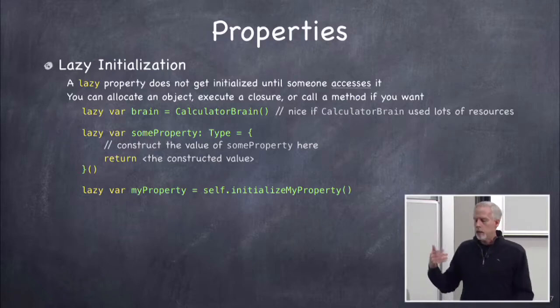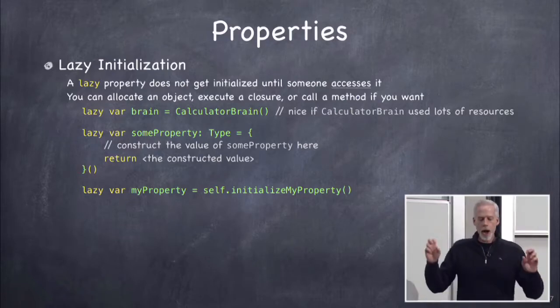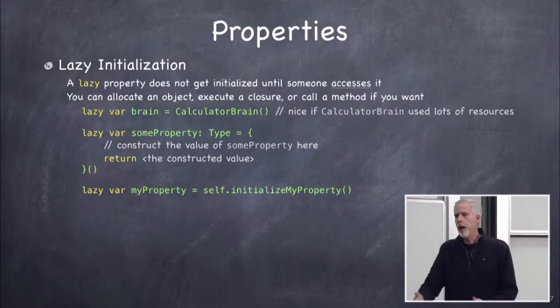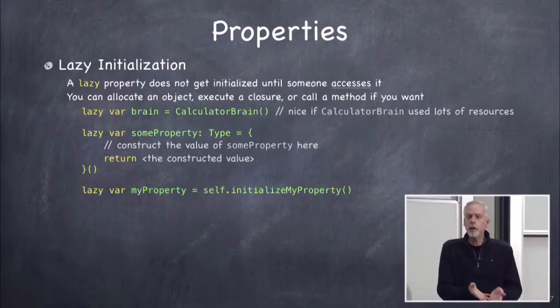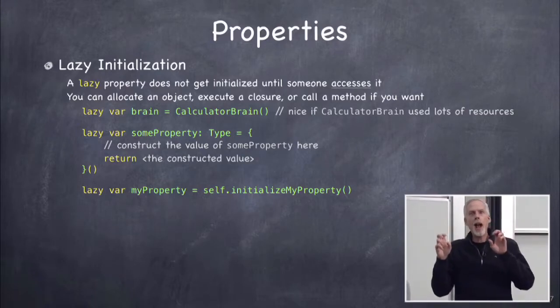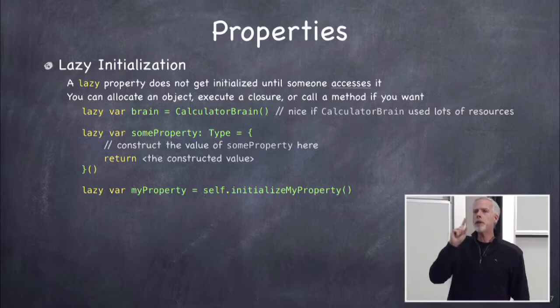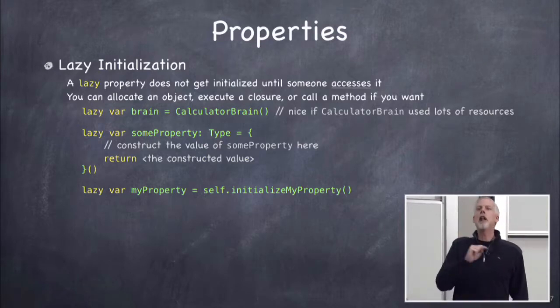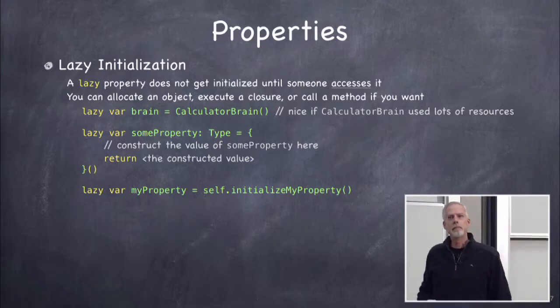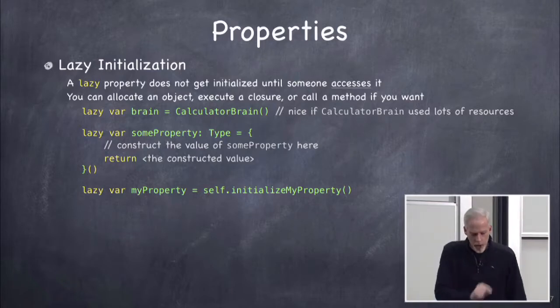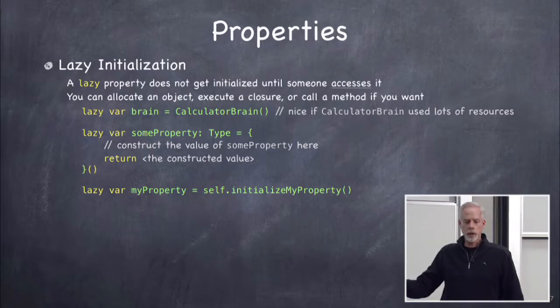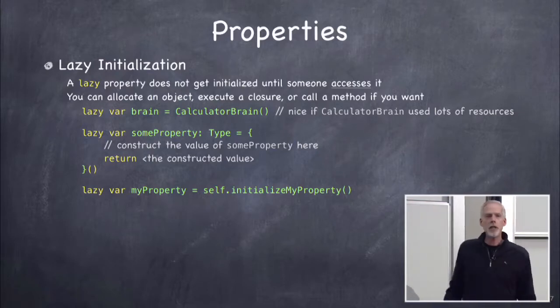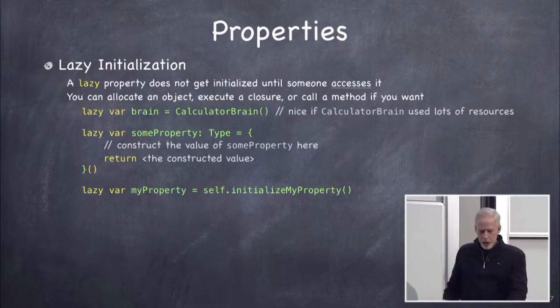Because you can say, for example, the last one there, lazy my property equals some method on myself. And this is not going to be executed until someone tries to access my property, and no one's allowed to access my property until I'm fully initialized. So by definition, there's no way that that is going to try to get initialized until I'm already fully initialized. And yet, this lazy thing counts as this thing having been initialized.